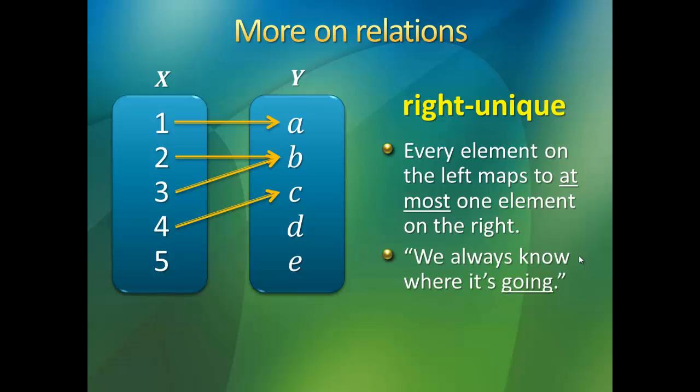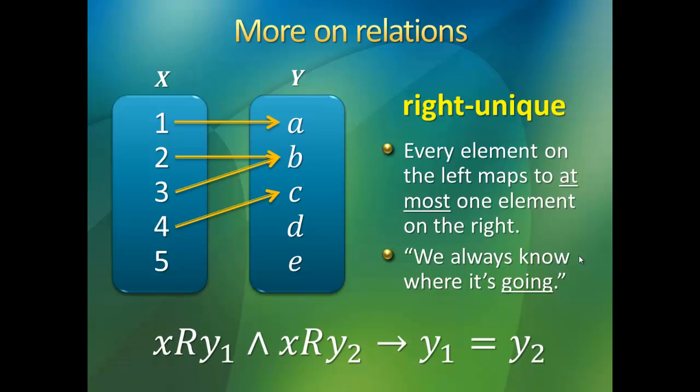So mathematically, the way we represent this is that if an element x on the left maps to two different elements on the right, y1 and y2, then y1 and y2 must actually be the same element. Important to note, however, is that in a right unique relation, some elements in the left set may not map to anything on the right set. The stipulation is that they must map to at most one element on the right.